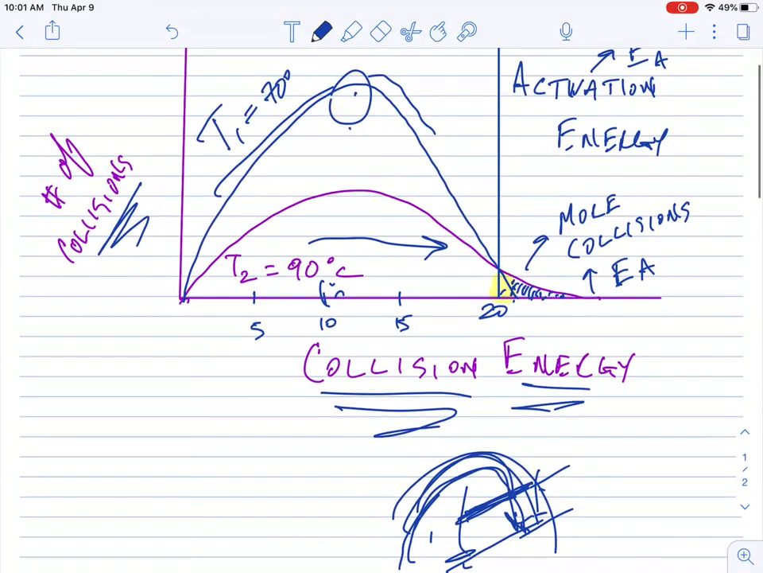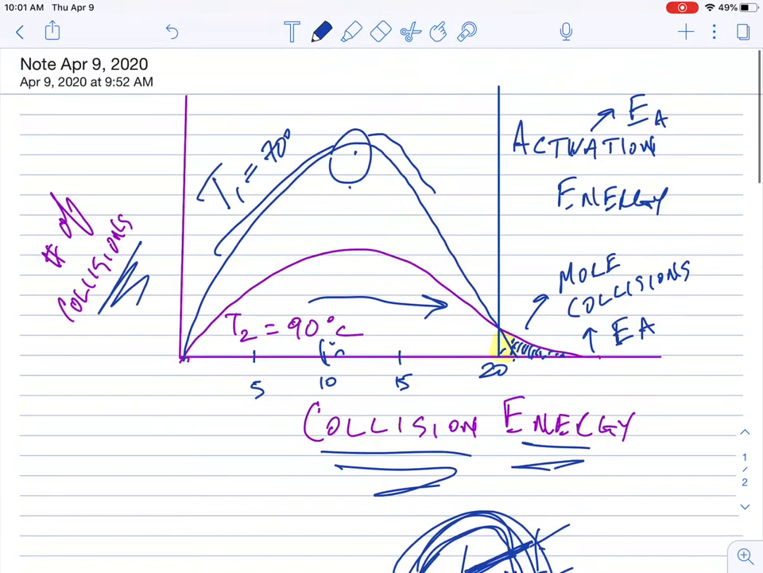So here's what's important. When you raise the temperature of a solution, it does not change the activation energy. That's a set value, unless you catalyze it, which we'll get into later. But that activation energy is a set thing, okay? So once that's set, when you raise the temperature, you're just having more and more of these collisions that are taking place above that threshold.